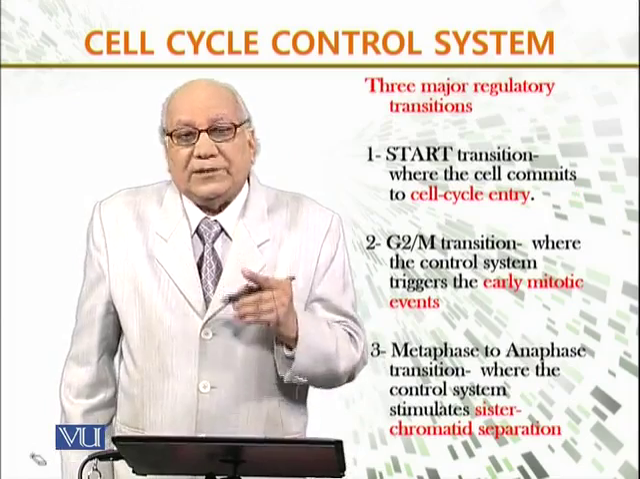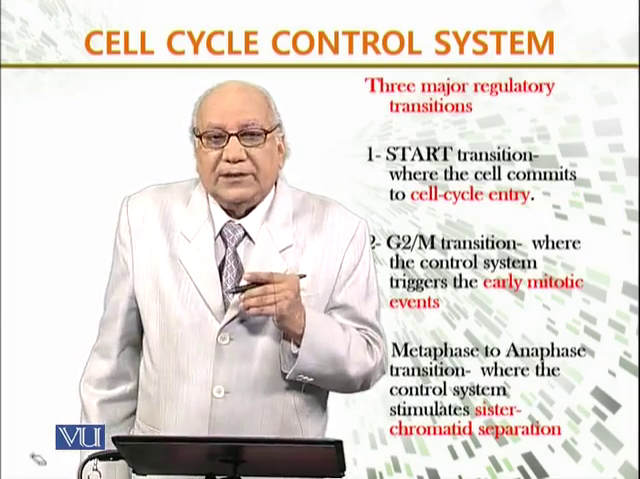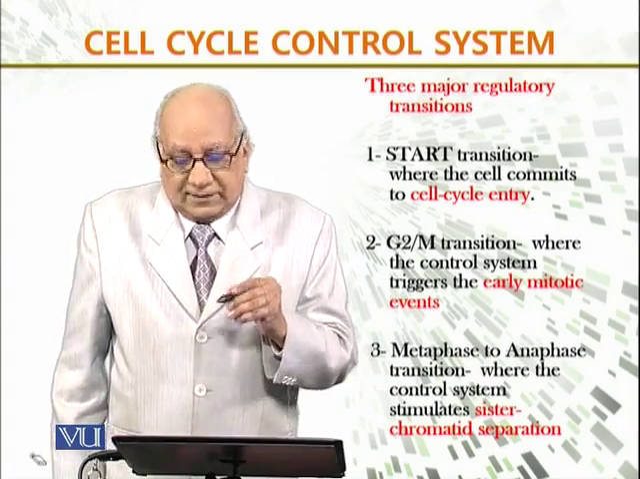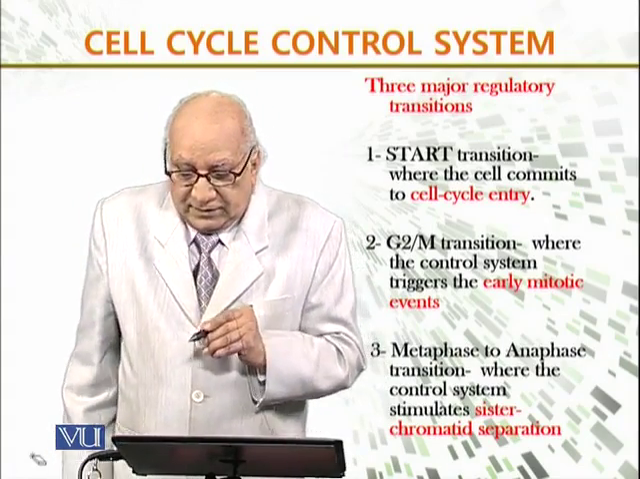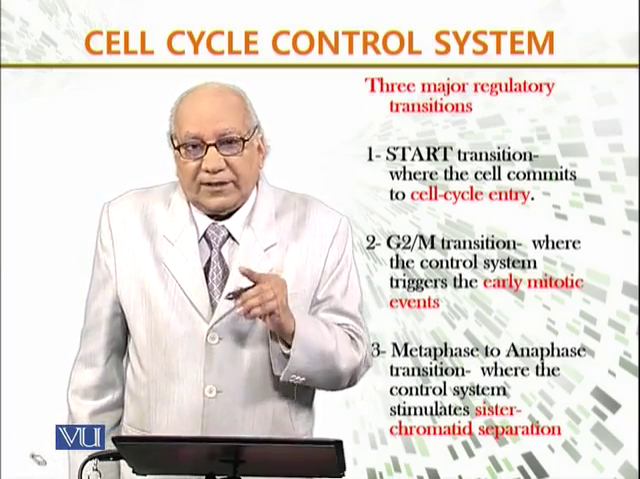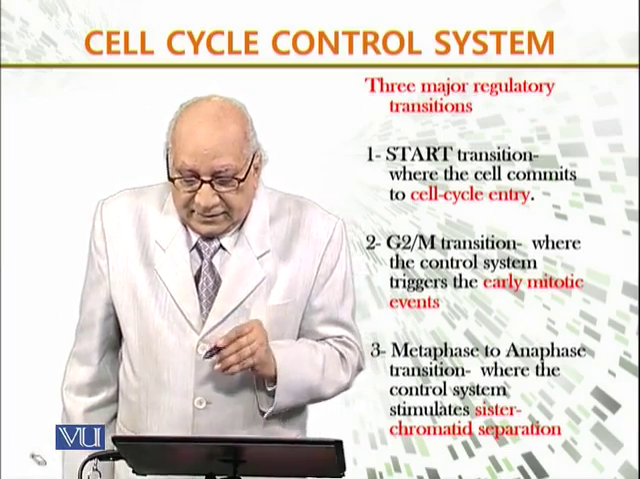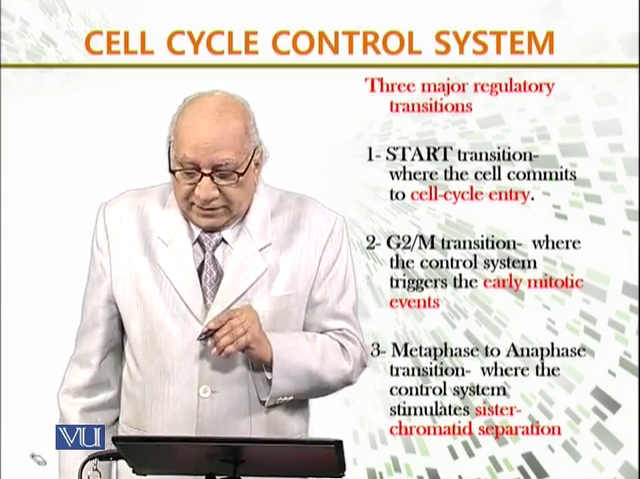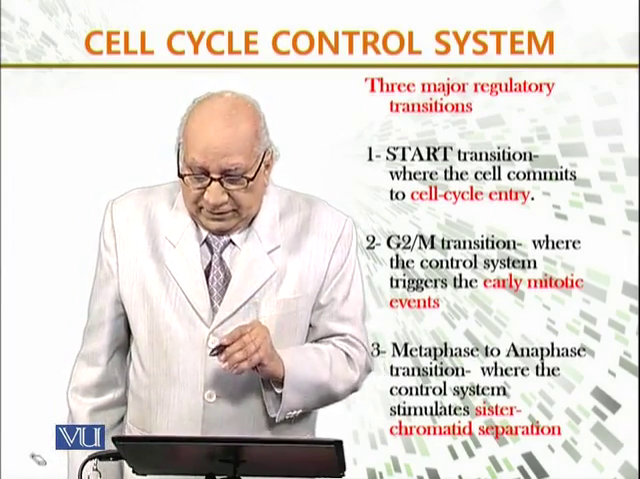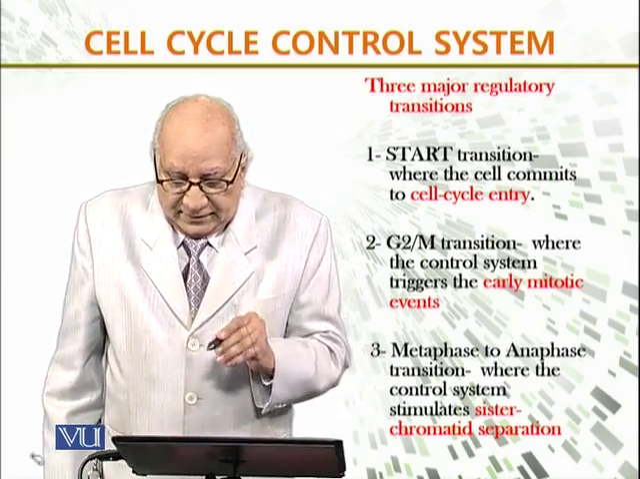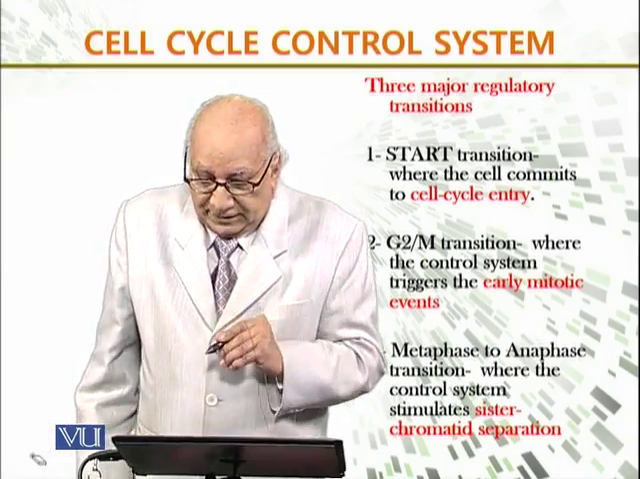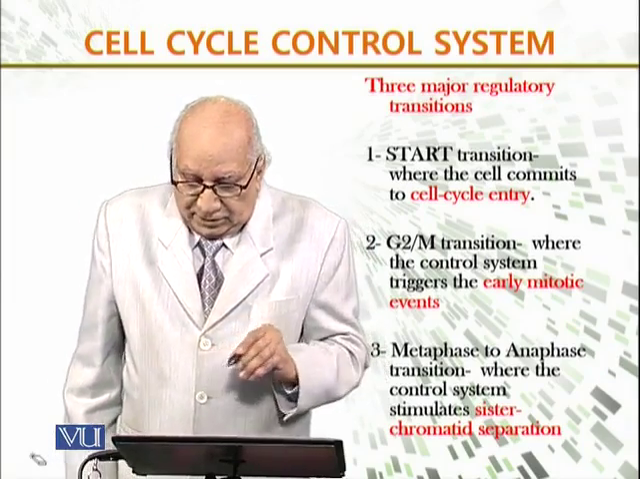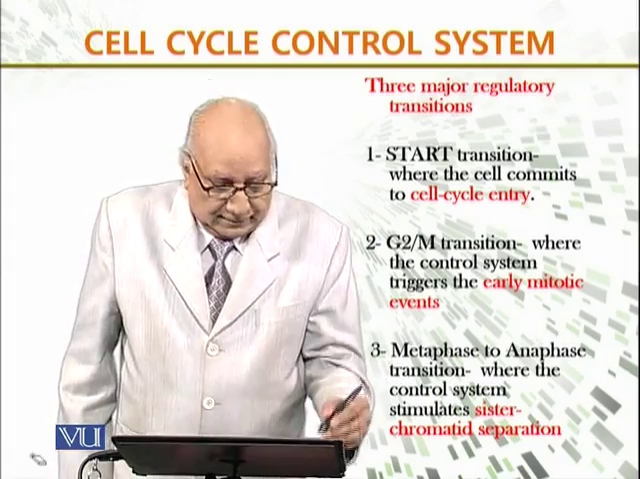The three major regulatory transitions during the cell control system are: number one, the start transition, where the cell commits to cell cycle entry; then the G2 to M transition, where the control system triggers the early mitotic events; and then the metaphase to anaphase transition, where the control system stimulates sister chromatid separation.